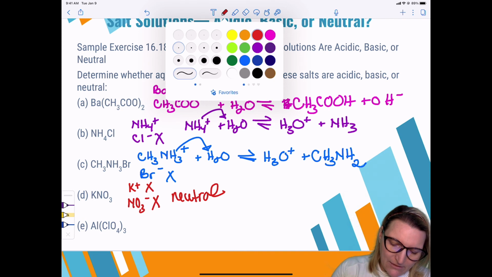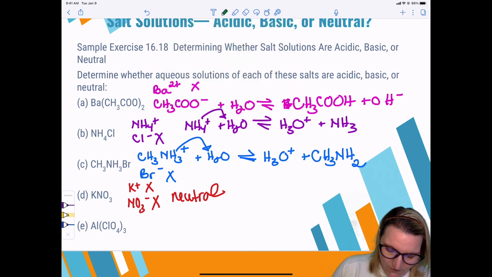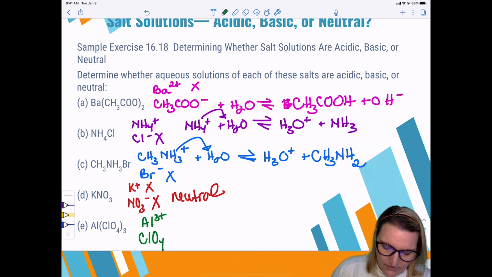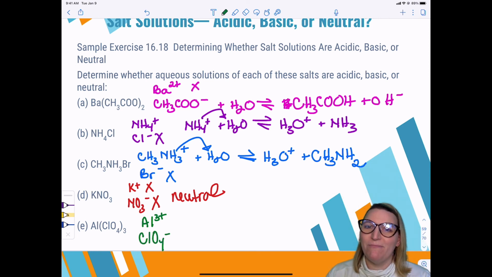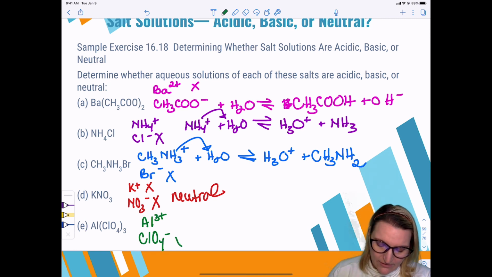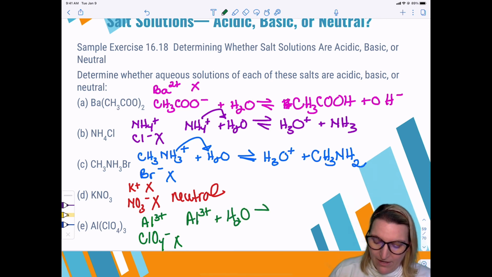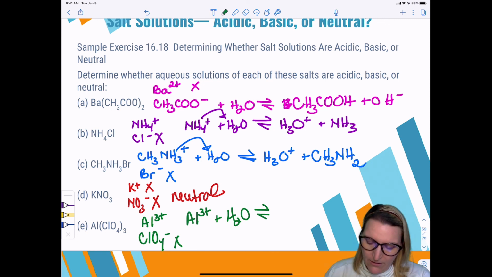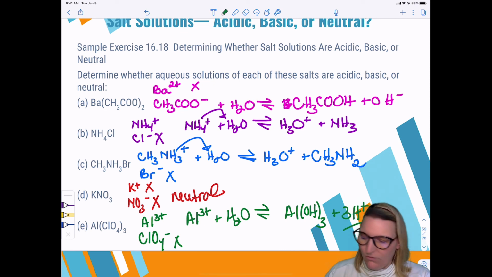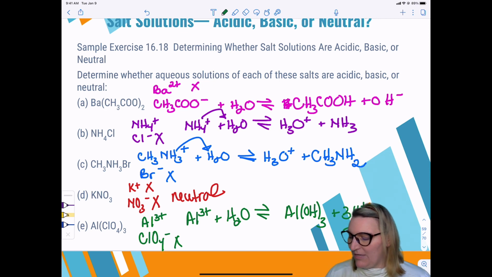And then the last example here, we have aluminum 3+ and perchlorate negative. Perchlorate, if that grabs a hydrogen off of water, it makes that strong acid. So that won't happen. And then this is the positive ion. What could it do? Well, it could grab the hydroxide off of water to make aluminum hydroxide and leave behind 3H+. So this guy would also be acidic.